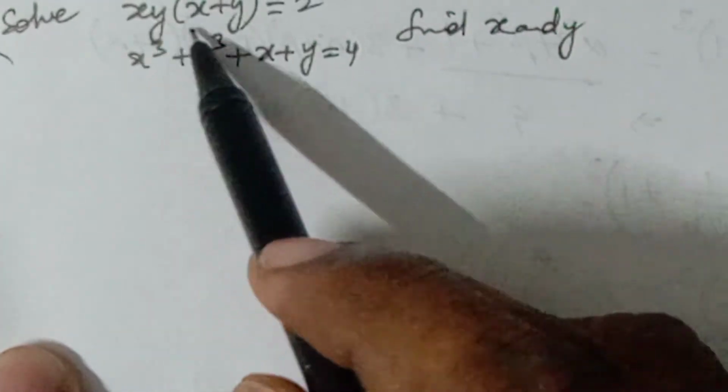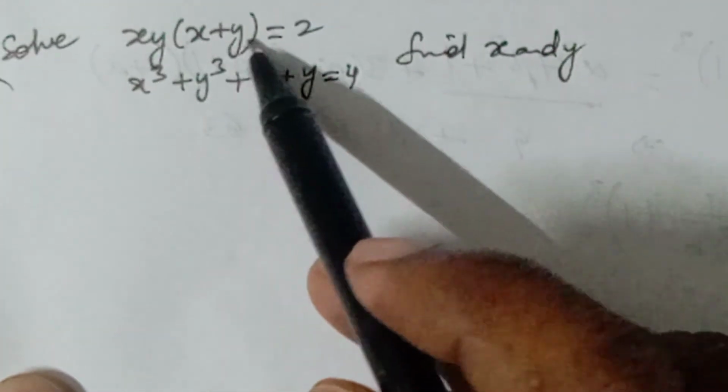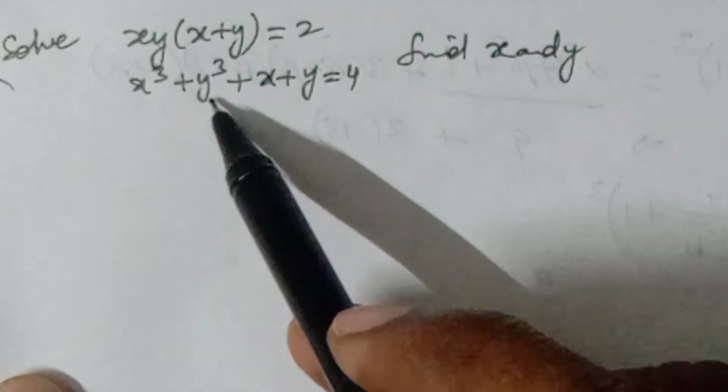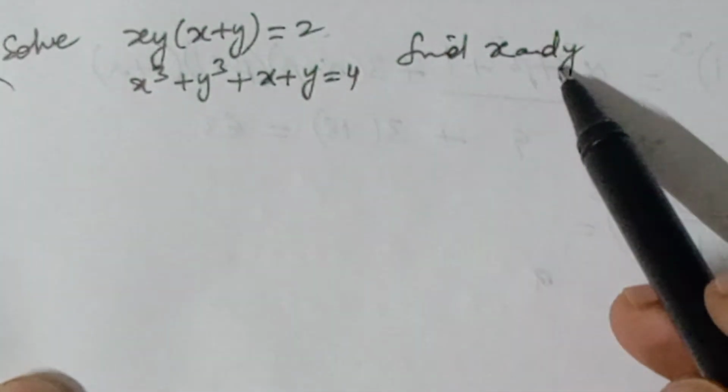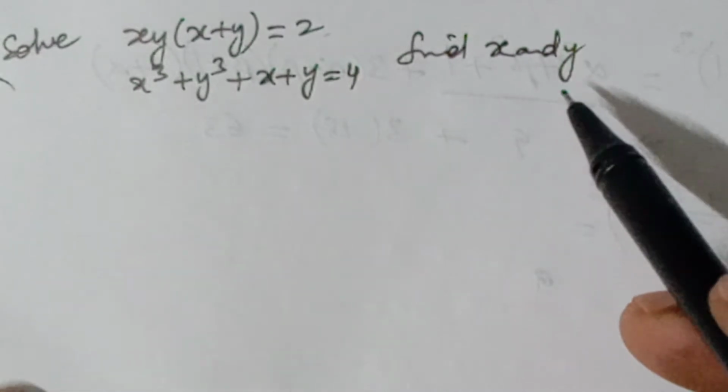The question is given now. xy into x plus y is equal to 2. x cube plus y cube plus x plus y is equal to 4. You have to find the value of x and y.